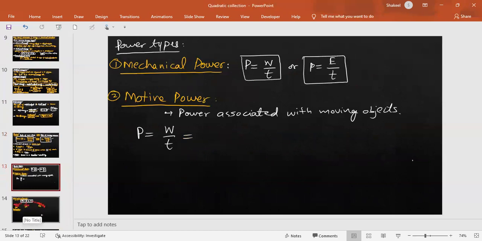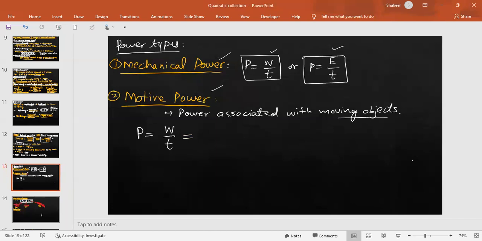Well, there are some types of power. The first one is mechanical power, the power which involves some mechanics, which is like work over time and energy over time. The second one is motive power, power associated with moving objects.